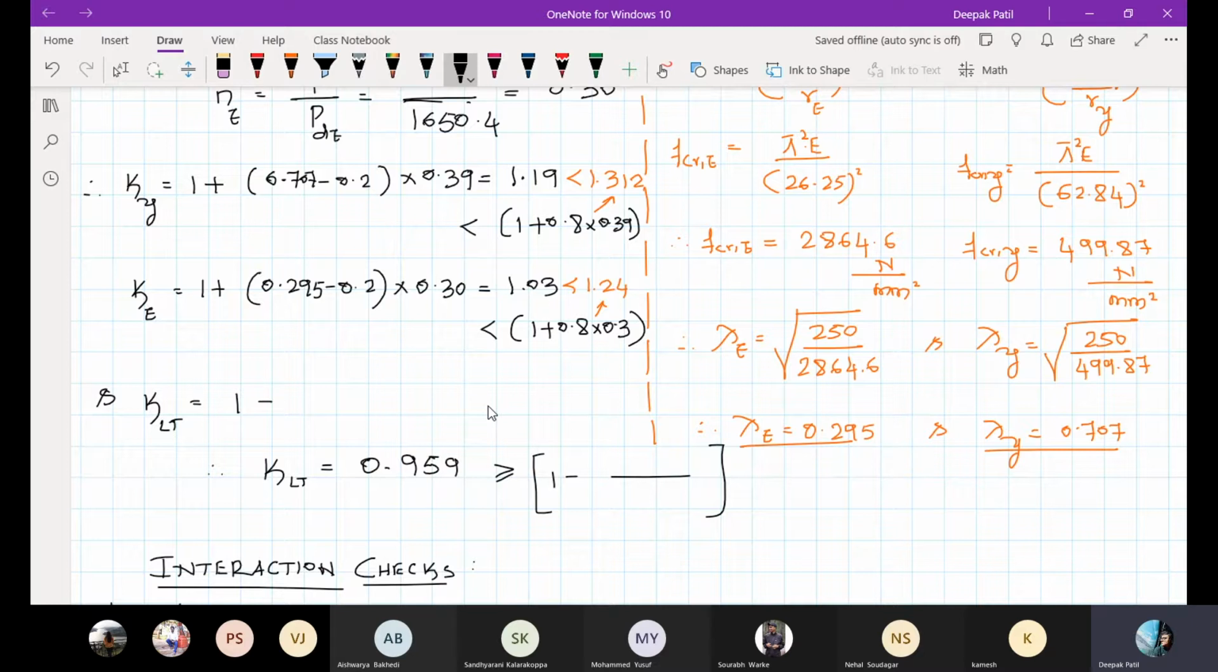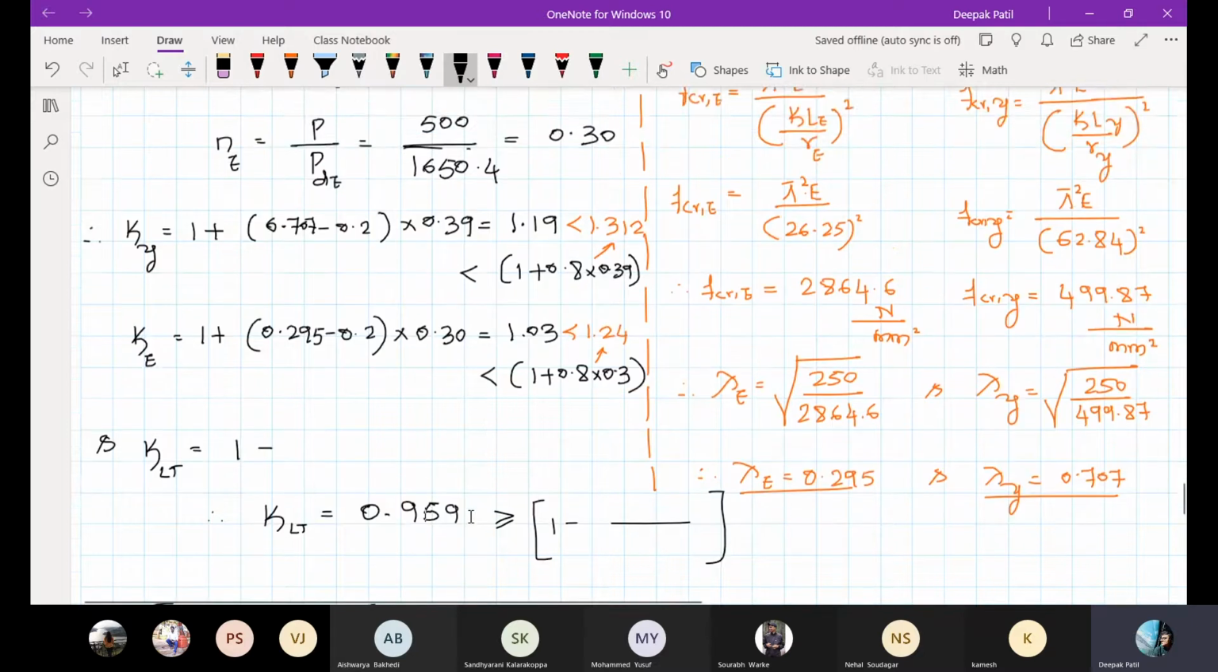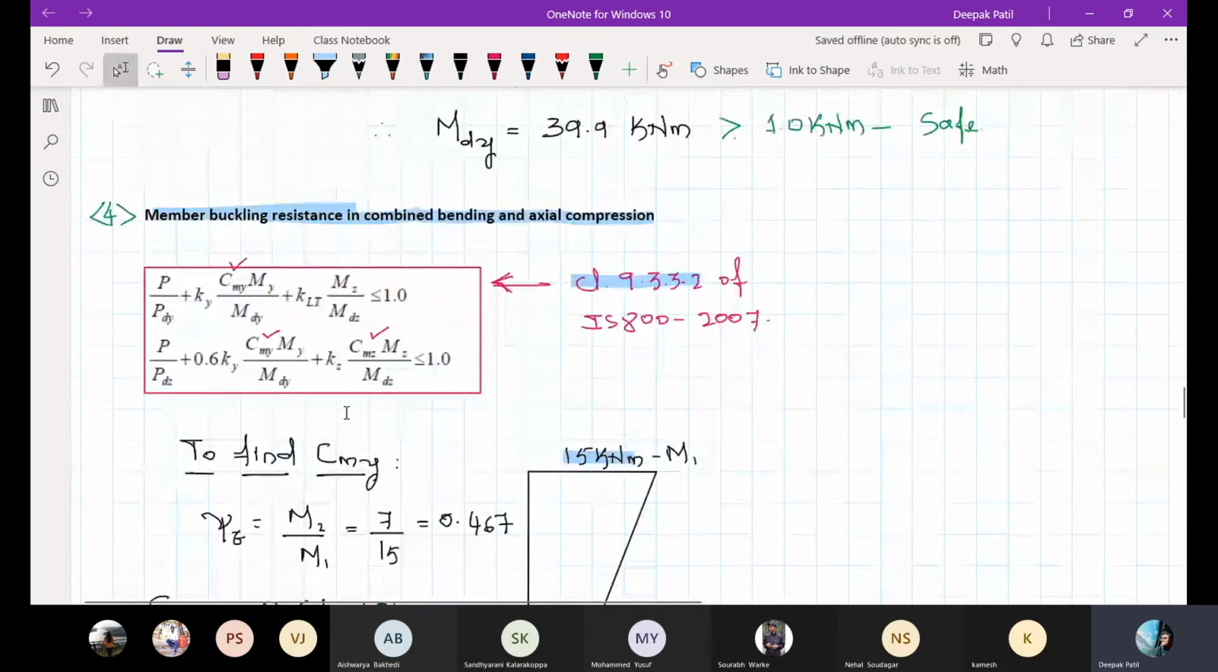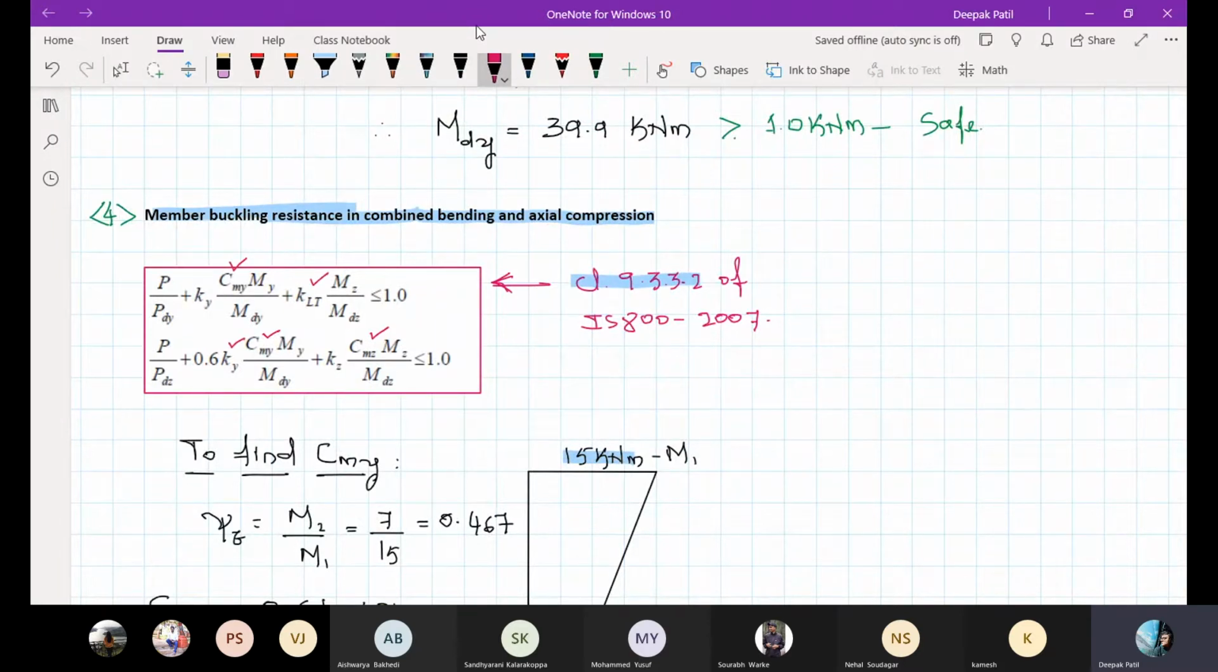I have calculated kz, I have calculated ky, everything I have done. Then I will substitute all these values into this equation. Let us check whether we have calculated everything or not. So I have calculated KLT. Yes, I have calculated KY. Yes, I have calculated KZ. Yes, everything I have calculated.